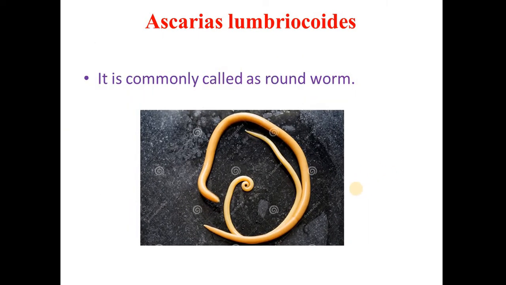This is Ascaris lumbricoides, and it is clearly visible from the picture. The smaller one is the male and it is coiled at the posterior end, whereas females are larger in size as compared to males.